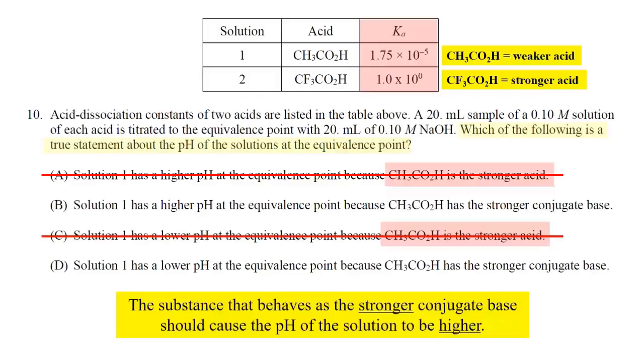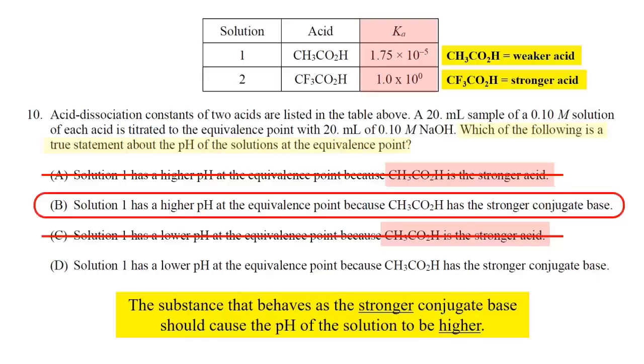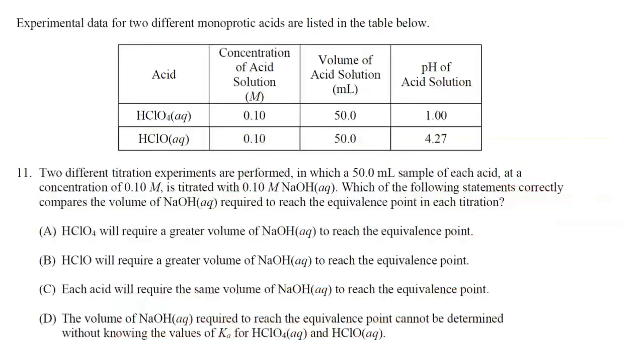Well, the substance that behaves as the stronger conjugate base will raise the pH of the solution to be a higher value at the equivalence point. So if you've got the stronger conjugate base, you are increasing the pH at the equivalence point. So the correct answer to question 10 is choice B. CH3CO2H is the weaker acid, and it has the stronger conjugate base, and that's why it will have a higher pH at the equivalence point. All right, so number 10 is B. Now let's move on to question 11.